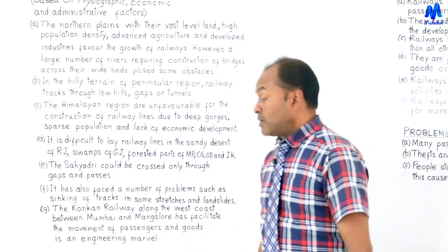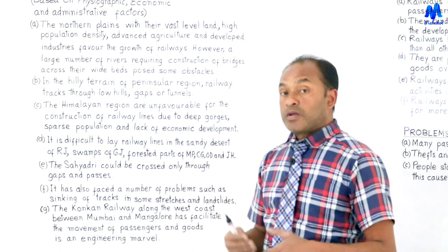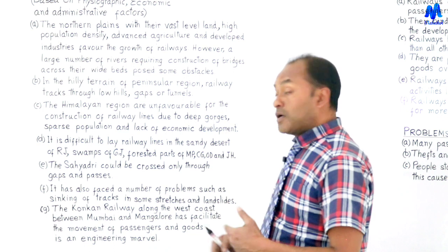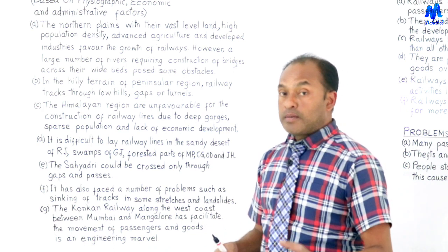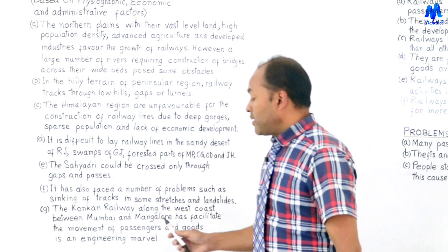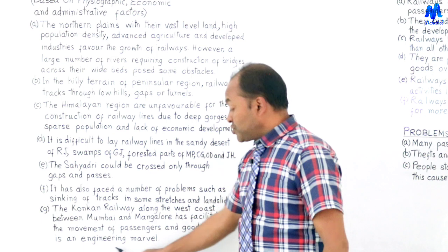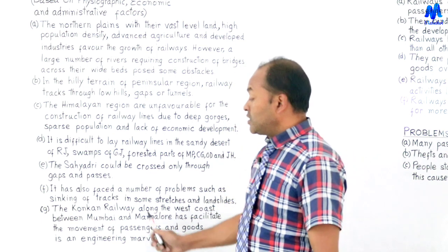Okay, so passing through those two cities is a major obstacle regarding the landform features. So that's why it is regarded as an engineering marvel. It took so many years to build this project.